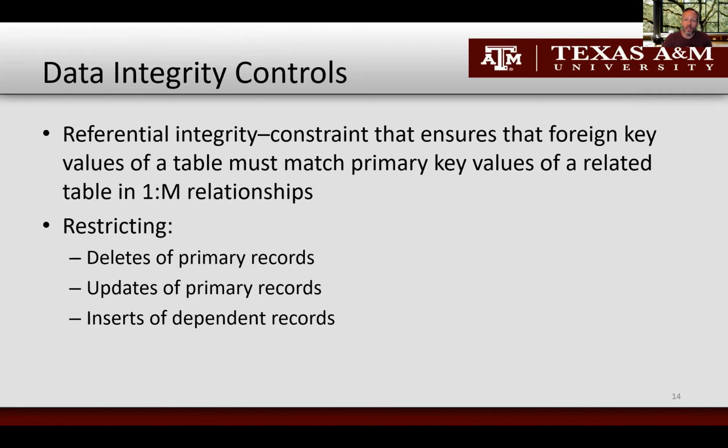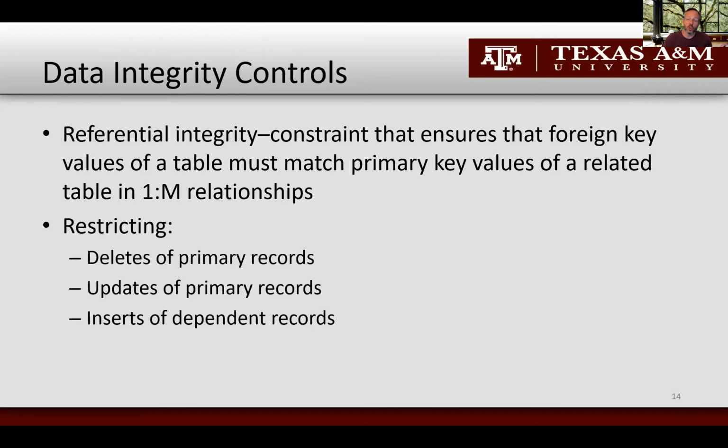Next, we want to think a little bit about data integrity and the various controls that we program into our database to make sure that our data is staying in its proper format. One type of data integrity is referential integrity. This is a constraint that ensures that the foreign key values have to match the primary key values of a related table. There are a couple ways you can restrict how this relationship works.